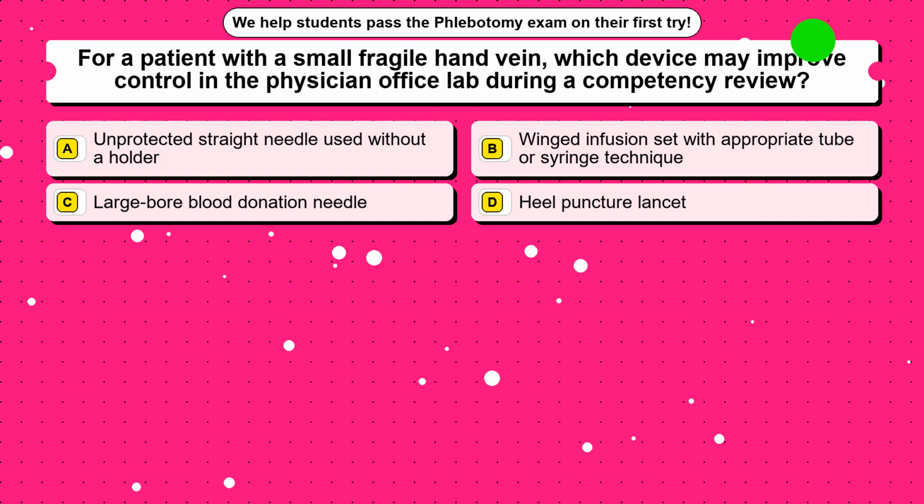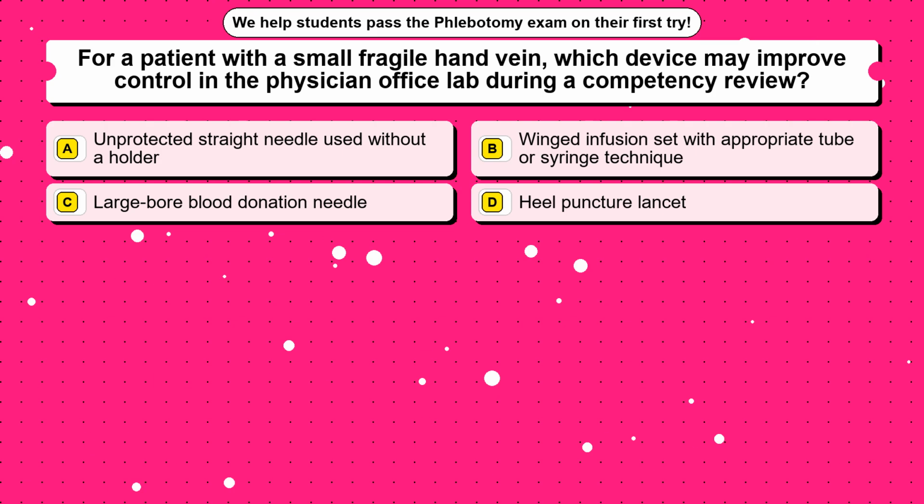Question 35. For a patient with a small fragile hand vein, which device may improve control in the physician office lab during a competency review? Option A. Unprotected straight needle used without a holder. Option B. Winged infusion set with appropriate tube or syringe technique. Option C. Large bore blood donation needle. Option D. Heel puncture lancet.